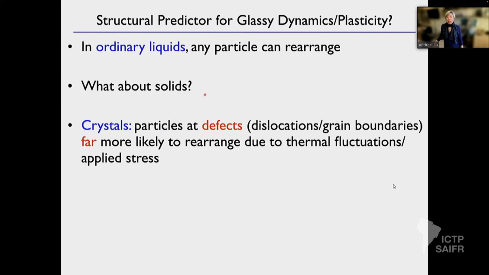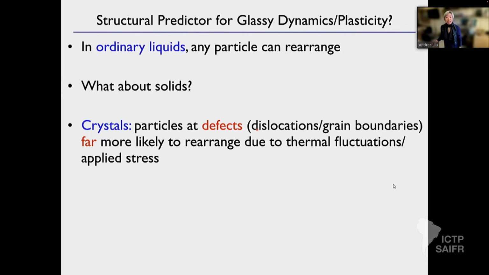So now what can we do? Of course, from the title, the idea is to use machine learning to try to make progress. But how do we use machine learning? What do we focus on? Where do we start? The idea is to start, again, by thinking about crystals. If we think about crystals instead of glasses, we know that it's the particles that are defects, specifically dislocations, that are much more likely to rearrange, either due to thermal fluctuations or applied stress.